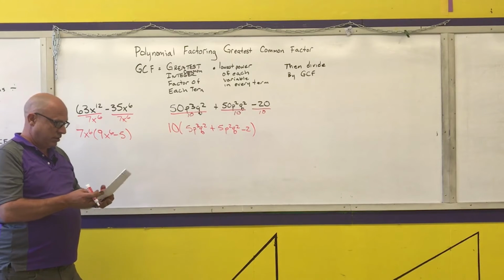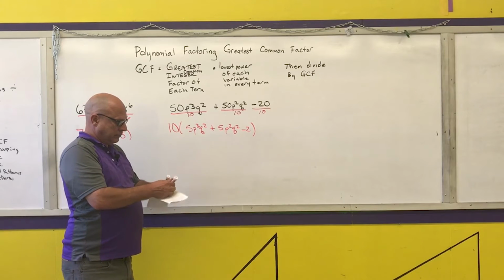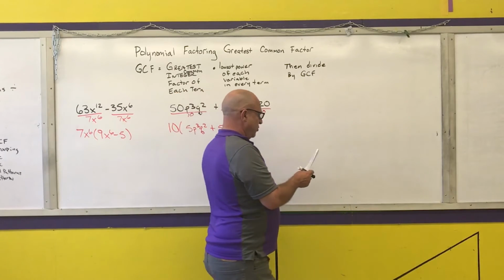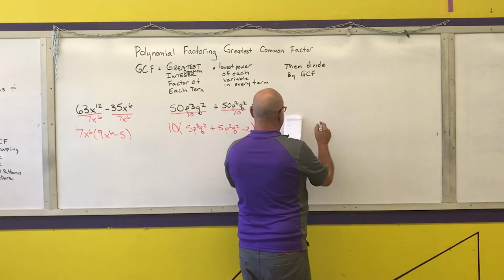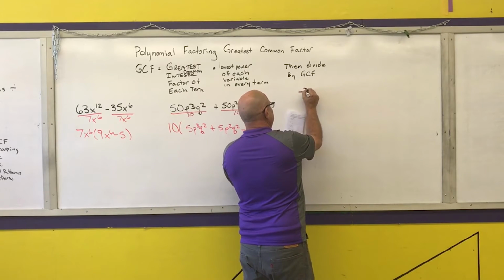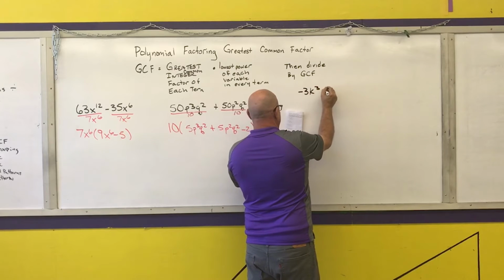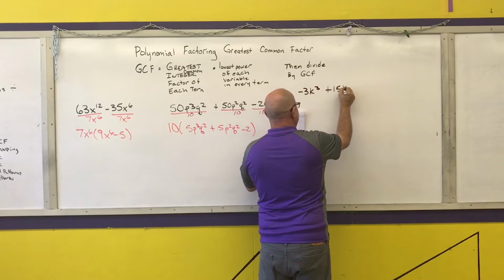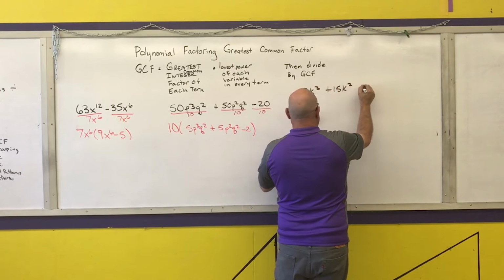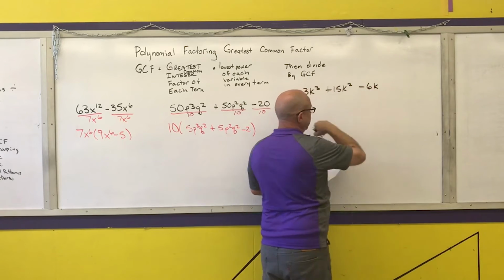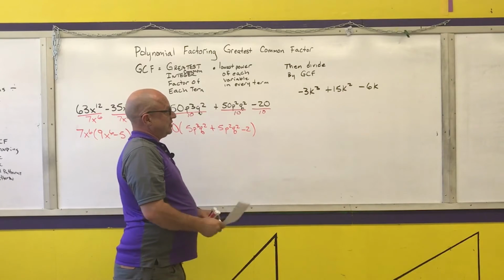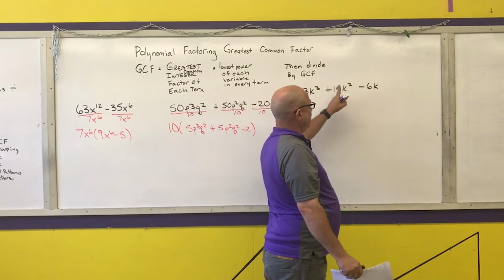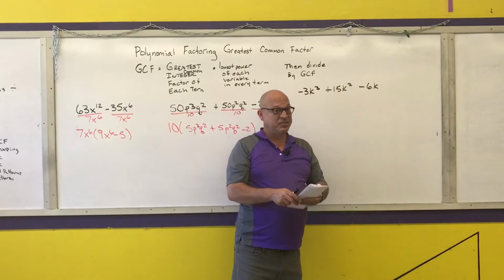Our next one. This one has 2 possible answers, and I'm going to show you my preferred one when we get done here. Negative 3k cubed plus 15k squared minus 6k. I want to find the biggest number that goes into 3, 15, and 6, and that is 3.